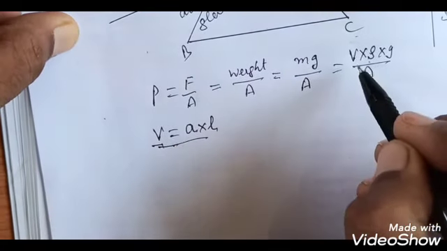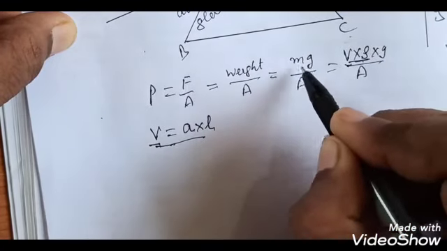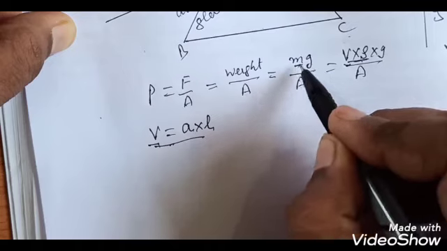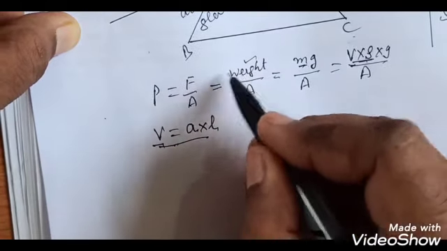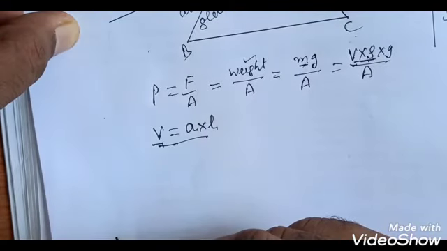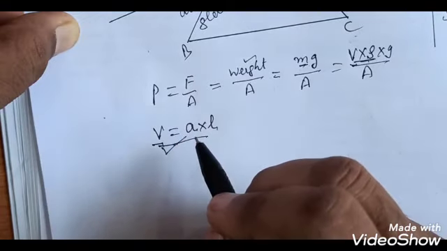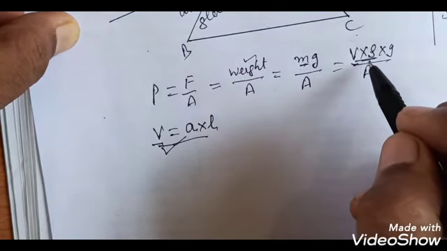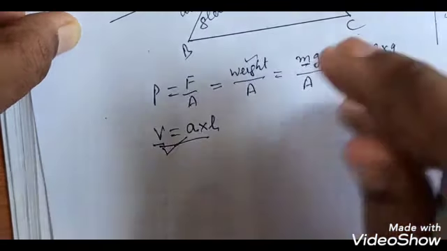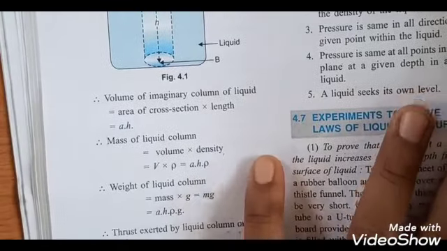After getting volume, we put it here. Volume into density, we'll get mass. And after writing mass in the formula mg, we get weight. Weight means force only, and force per unit area gives us pressure. So this is our workout. We have to start from volume, then calculate mass, then weight, then pressure. Right? So the same way it is done here.